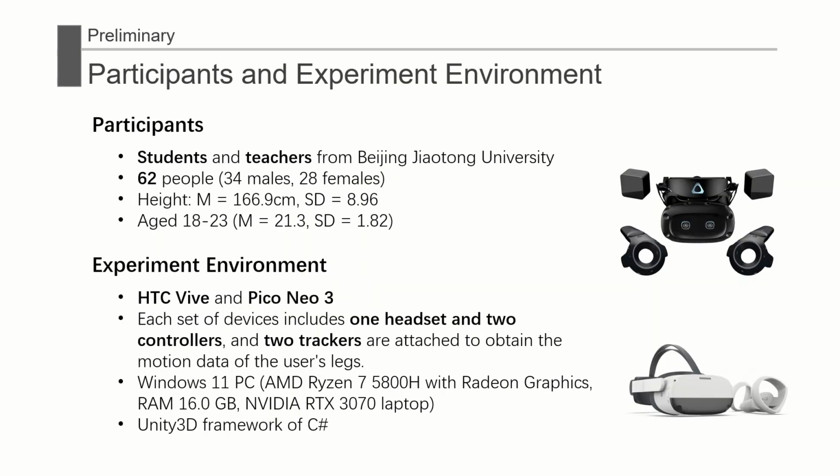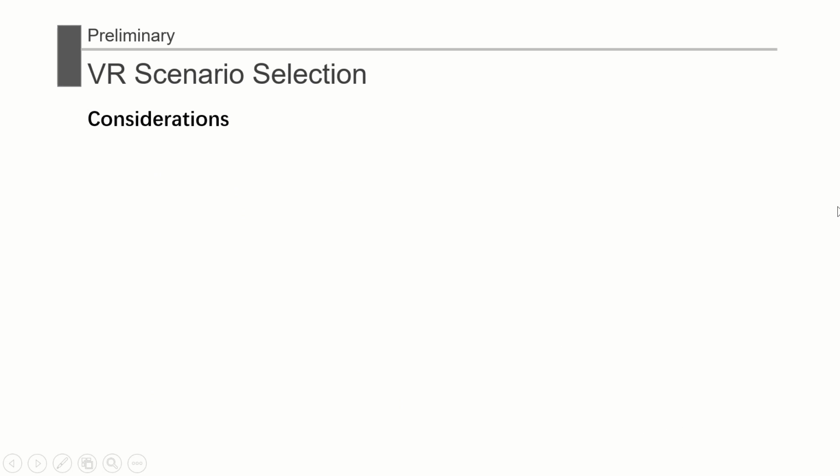Before the experiment, we made a series of preparations. According to the research, the main users of VR are teenagers. Therefore, this paper mainly recruits volunteers among college students and teachers. The hardware configuration is based on HTC Vive and Pico Neo 3. Each set of devices includes one headset and 2 controllers, and 2 trackers are attached to obtain the motion data of the user's legs. Next, we will introduce the selection of VR scenes.